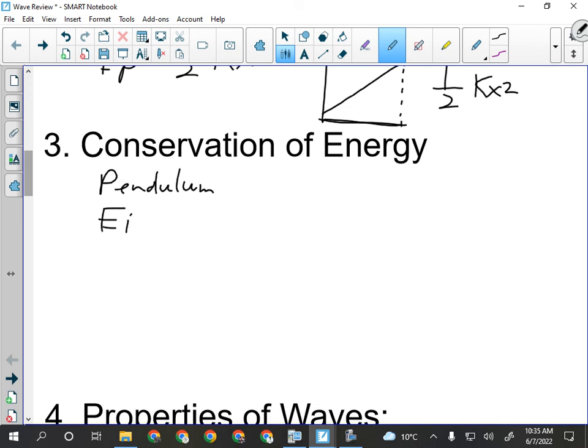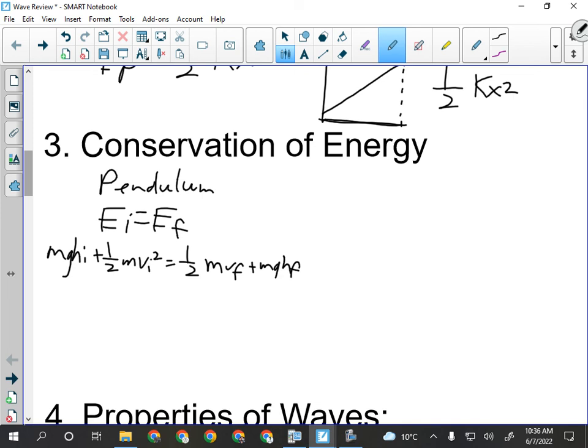So yes, it's EI equals EF, but it's m times g times h initial plus 1/2 mv initial squared equals 1/2 mv final squared plus mgh final. Okay, it uses gravitational potential energy.